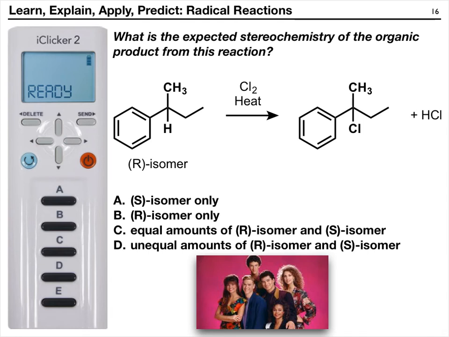Okay, so we have one more. What is the expected stereochemistry of the organic product from this reaction? So we have this compound here, which although it's not drawn, it's stating that this compound is the R isomer. When it's treated with molecular chlorine and heat under radical conditions, you generate substitution of this hydrogen for chlorine. Then it's saying of this product, you get the S isomer only, the R isomer, equal amounts of R and S, or unequal amounts of R and S, and why.